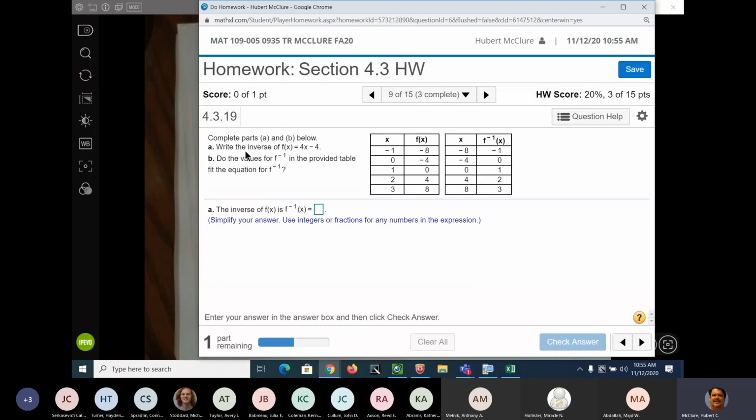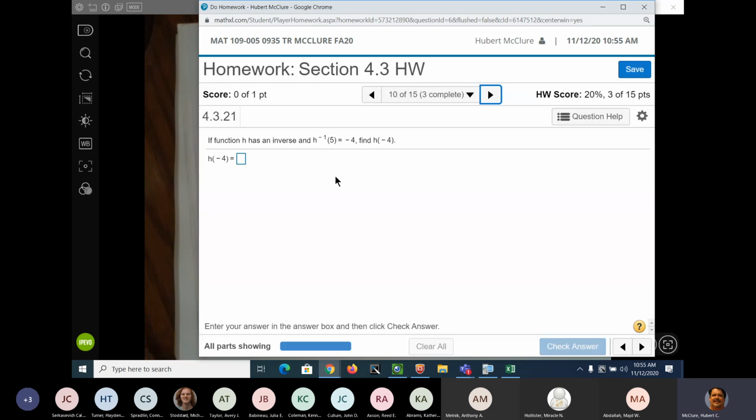Okay, complete parts, write the inverse of 4x minus 4. Do the values for f of 1. You just flip them. That's not a big deal. I don't like that for a test question. I'm trying to find one where you actually find the inverse. There we go. So this one is a test question.